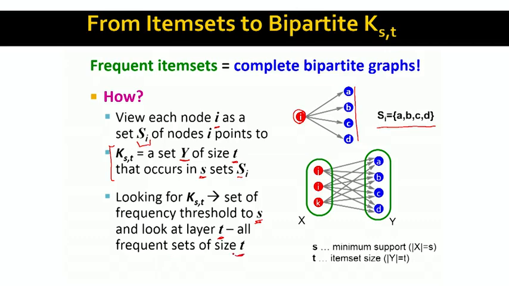So if I have a bipartite graph, let's say in this case K3,4, then the idea is that I want to find frequent item sets of size 4, that have minimum support threshold at least s, which is 3 in this case. Because this means that I have 3 nodes on the left that all point to the 4 nodes on the right. So the size of the right-hand side is simply the item set size, and the size of the left-hand side is the support of that given set of items.